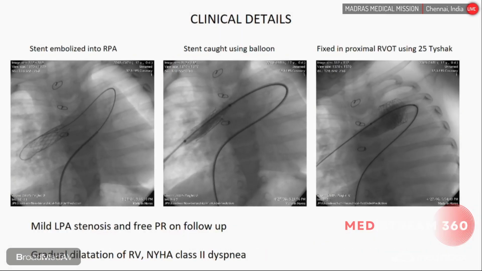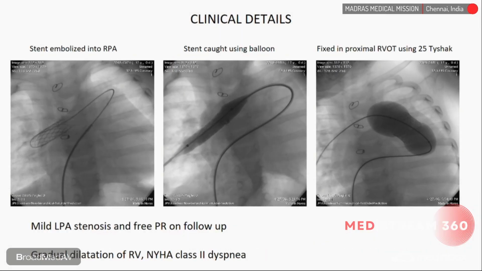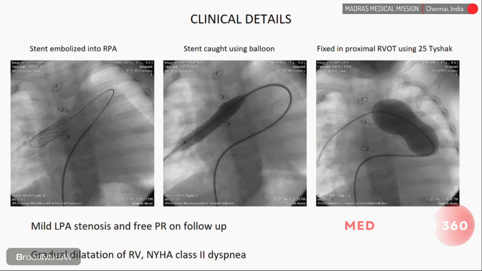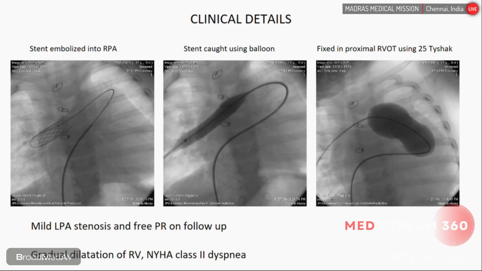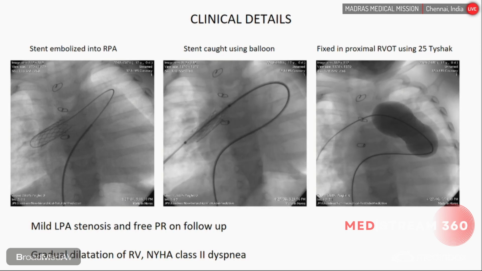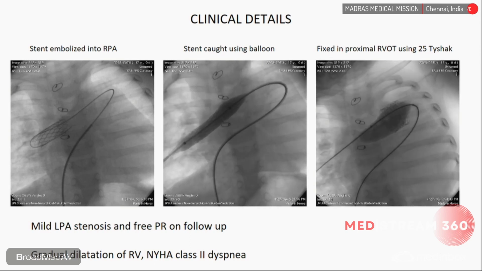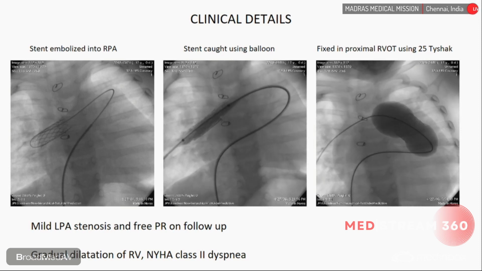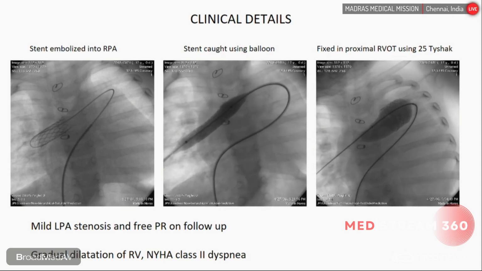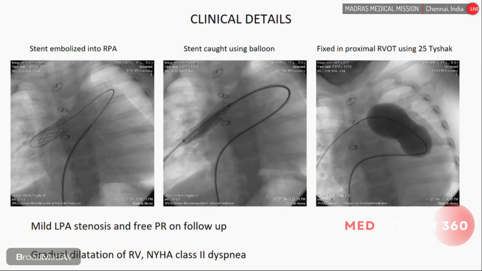We can see in the third image that after deploying, the stent migrated into the MPA. On manipulation, the stent got advanced into the right pulmonary artery, which was held with the balloon initially and pulled backwards toward the RVOT. And in the third image, you can see that the stent has been held using a 25 tie-shuck soft balloon and it has been pulled in the RVOT proximally and fixed there to prevent further issues. And he was doing well after that.